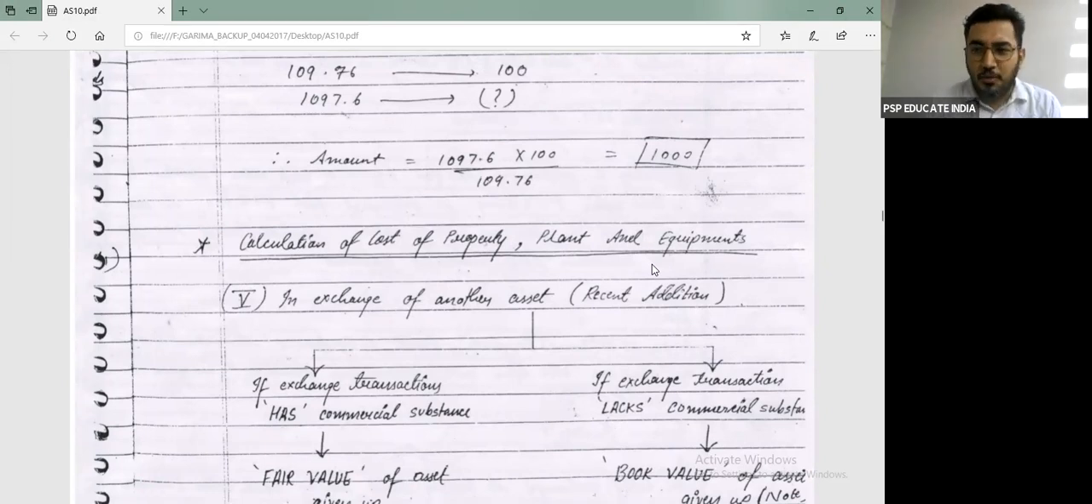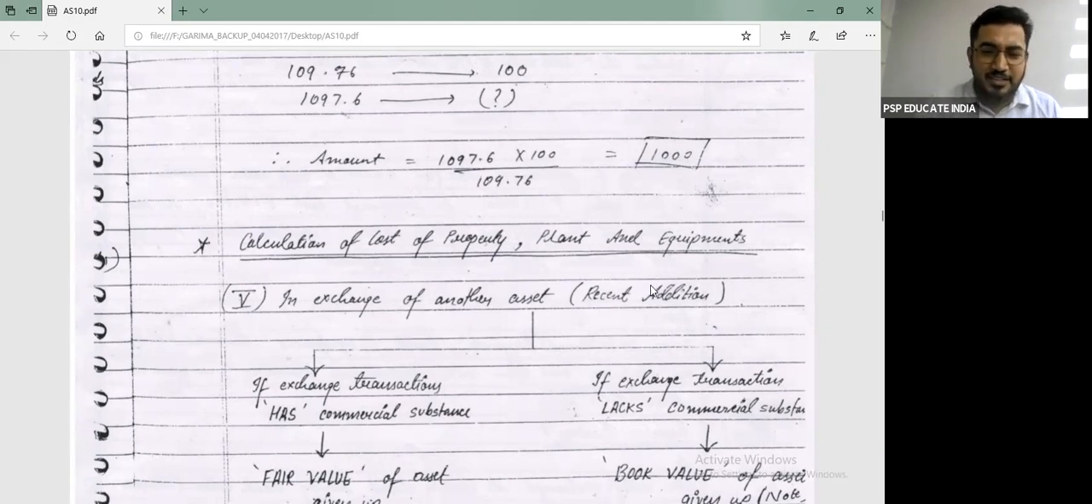It says calculation of cost of property, plant and equipment in exchange of another asset. मतलब आपने नया property, plant and equipment खरीदा, सामने आपने कैश नहीं दिया, आपने कोई पुराना asset सामने वाले को दे दिया. This kind of transaction will have what treatment on calculation of cost of PPE? That is the question that is being asked.